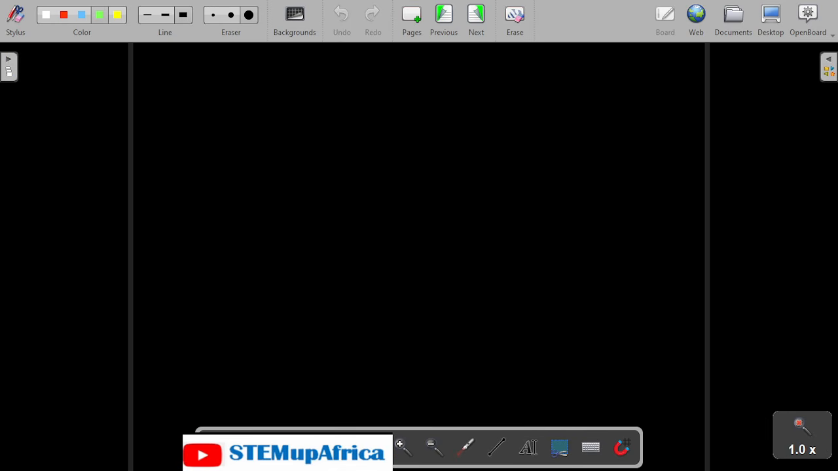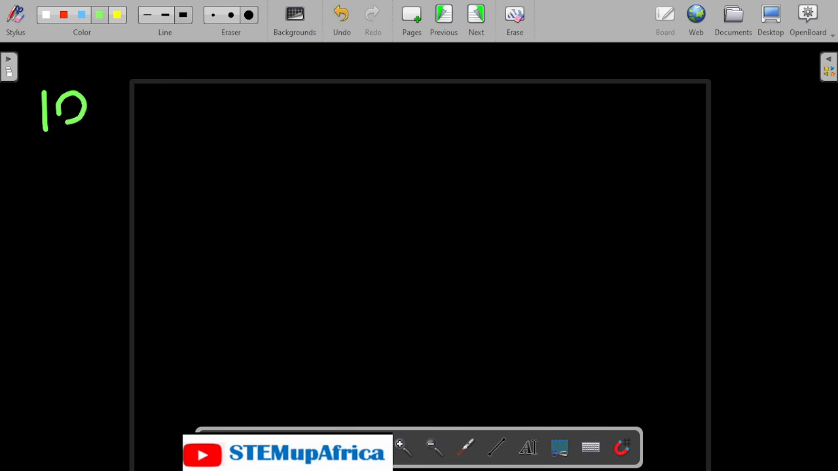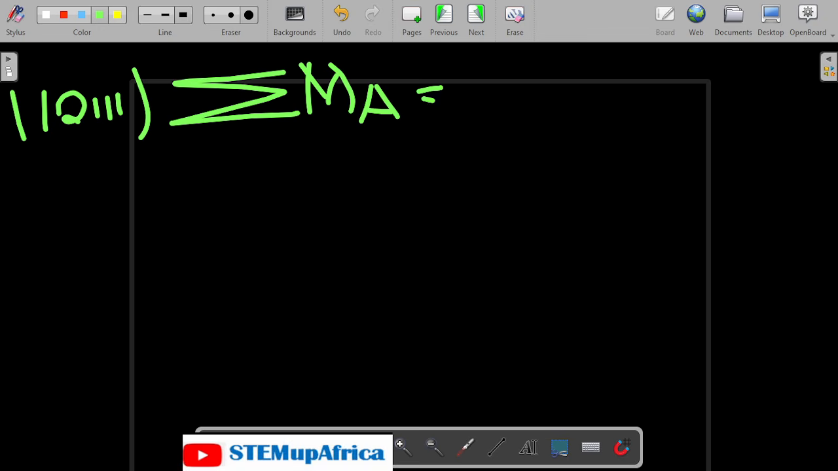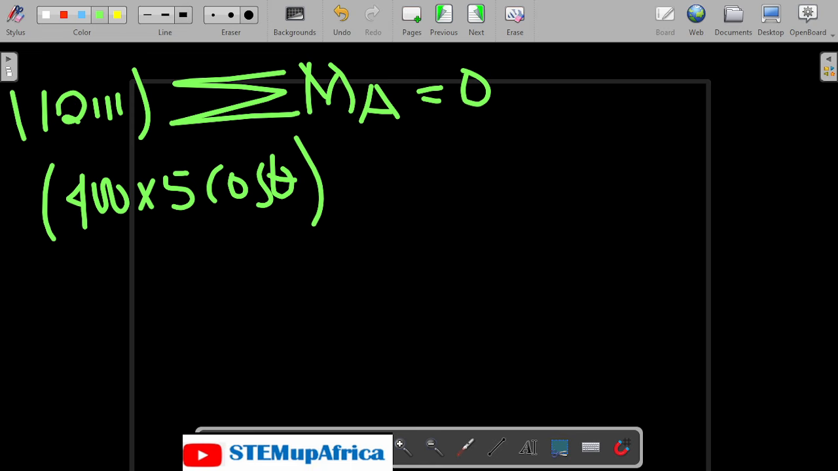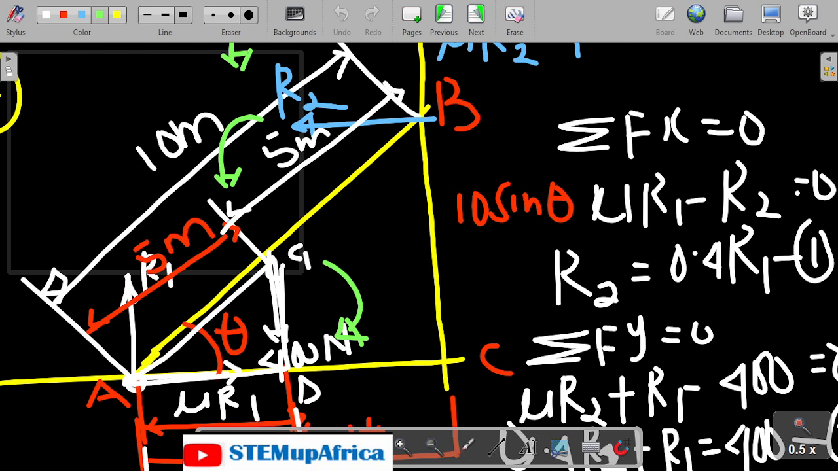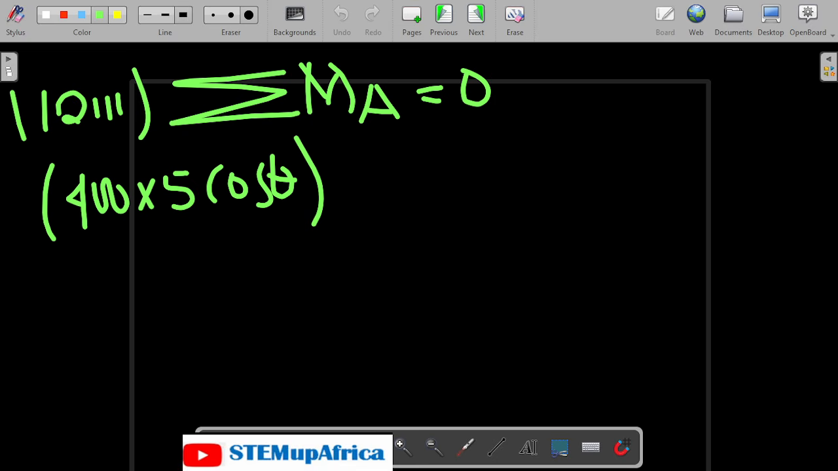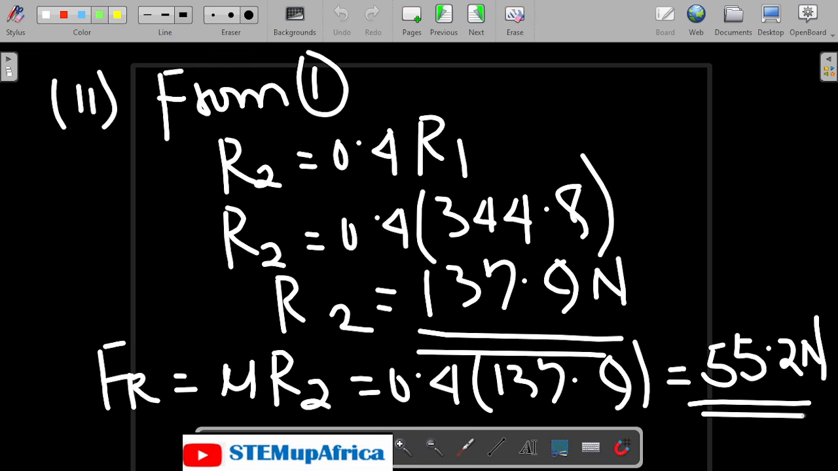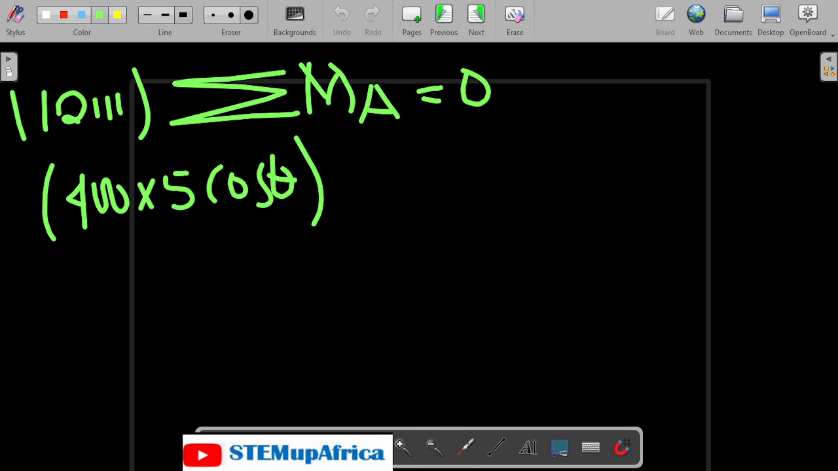So for Roman figure 3, the sum of moments at point A equals 0. I'm having 400 times 5 cos theta. Then R2 is moving anti-clockwise, and what is the value of R2? We just calculated it. R2 was 137.9. Let's just take it as 138.